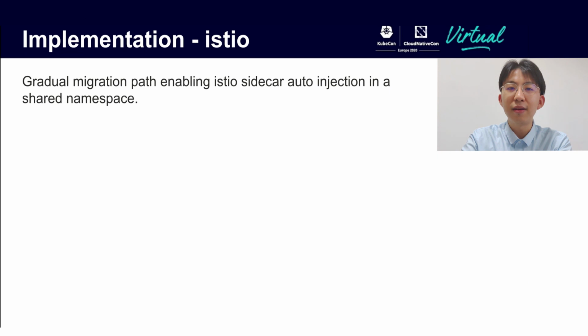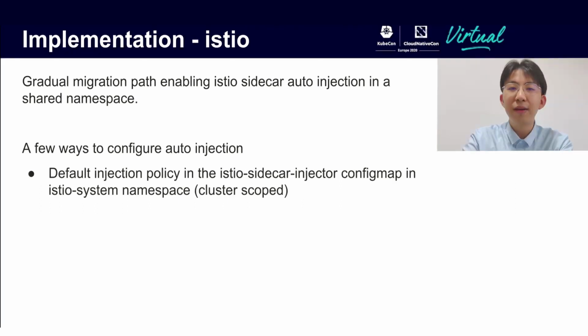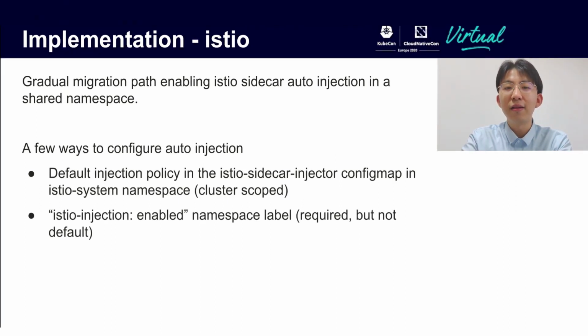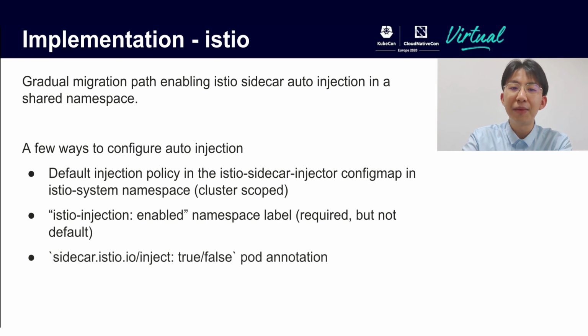on. There are several things that can configure it. There's a cluster scoped config map that changes whether pods are injected by default. There's also a namespace label that is required before any auto injection can happen in the namespace. Of course, there's also a pod level annotation that works for just the pods.